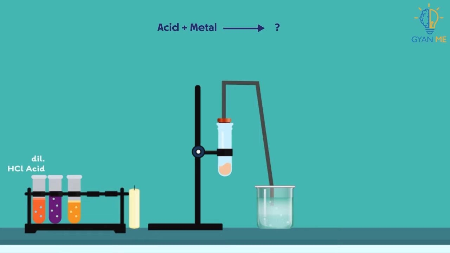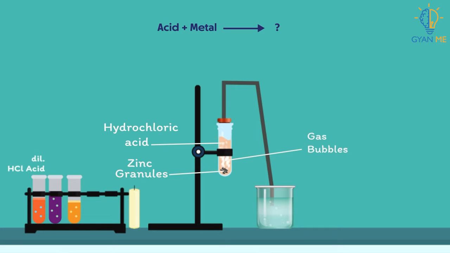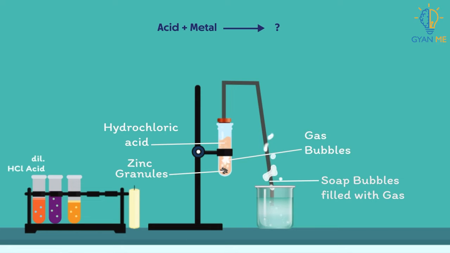Now, we take about 10 ml of dilute hydrochloric acid in the test tube and add a few zinc granules to it. We observe the formation of gas bubbles on the surface of zinc granules. Now, we pass the gas being evolved through the delivery tube into soap water. What do we observe? Yes, you are right. Gas-filled bubbles get formed in the soap solution and rise into the air.